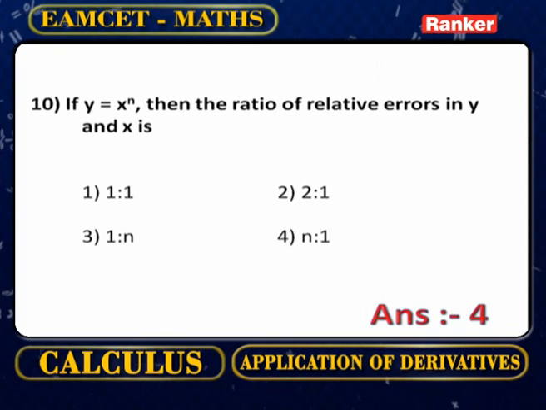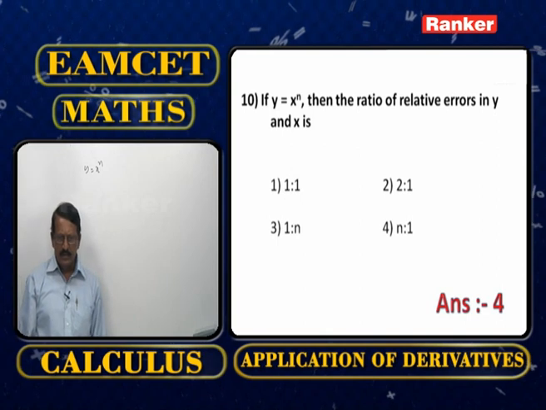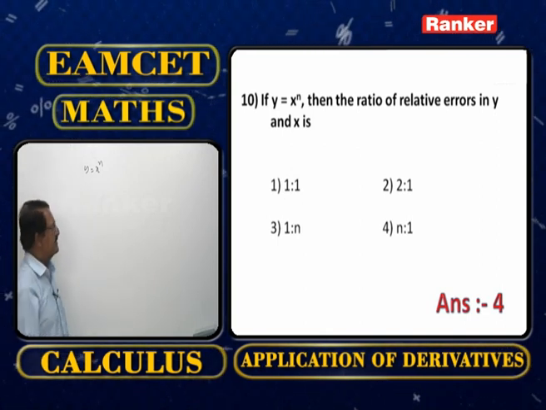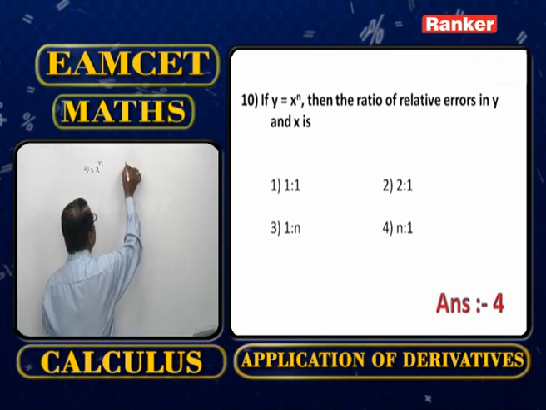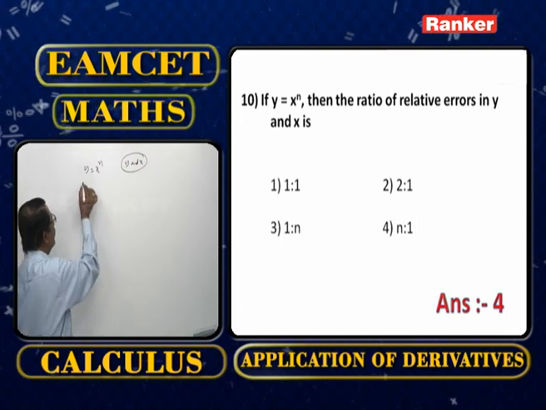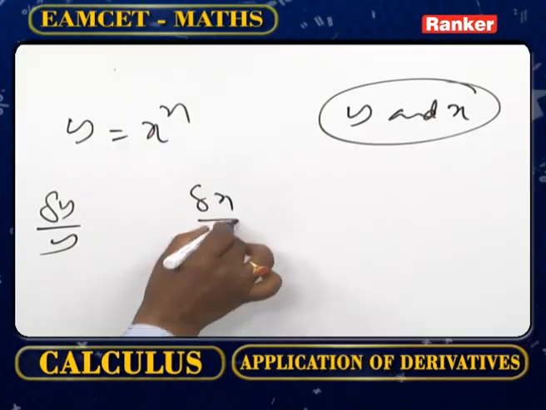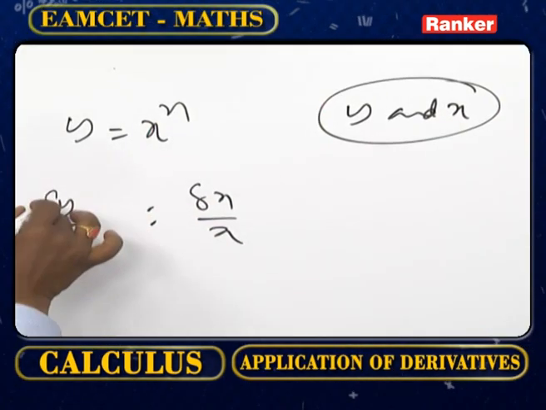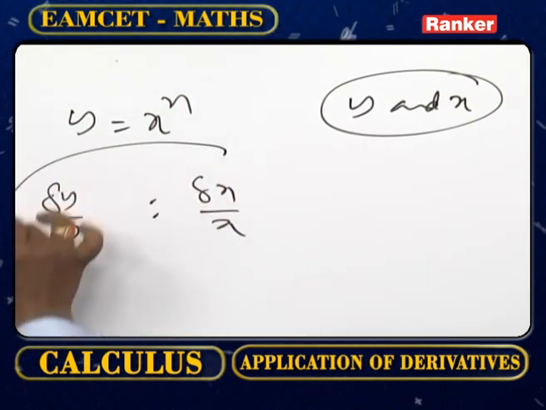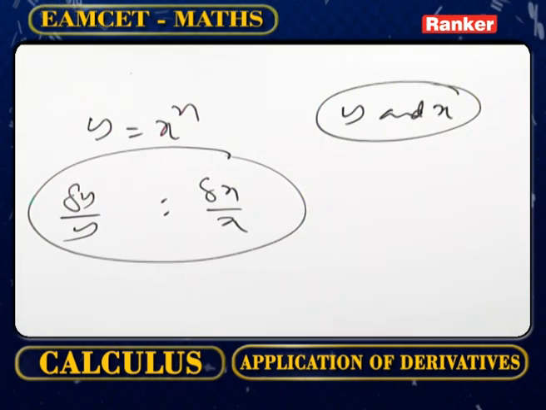If y = x^n, then the ratio of relative errors in y and x. The relative error in y equals δy/y, and the relative error in x is δx/x. The required ratio means δy/y is to δx/x, the relative error in y to the relative error in x.